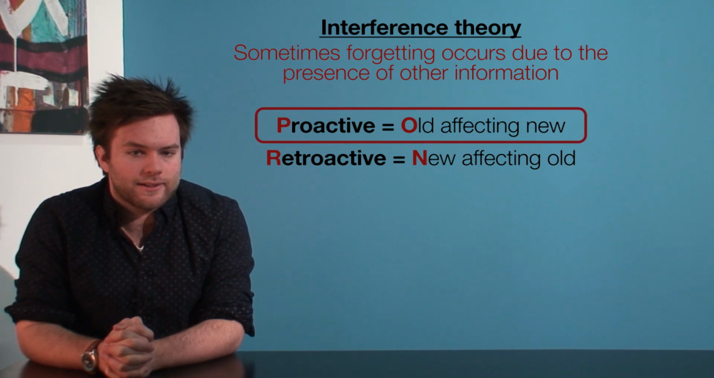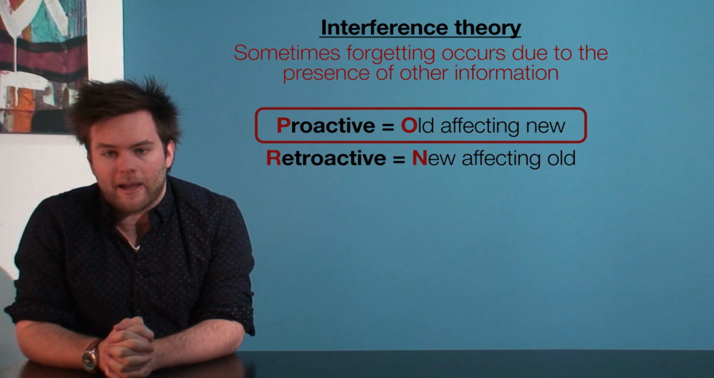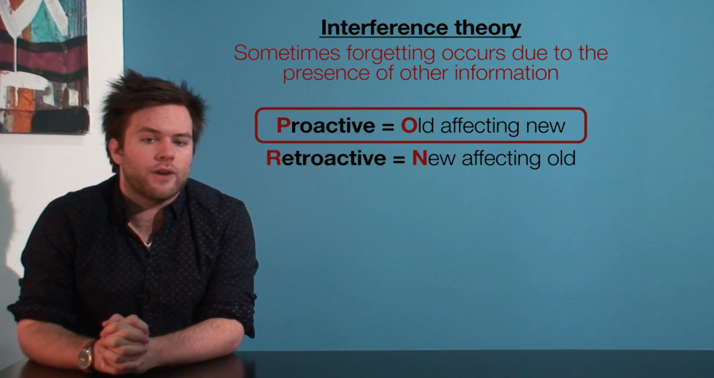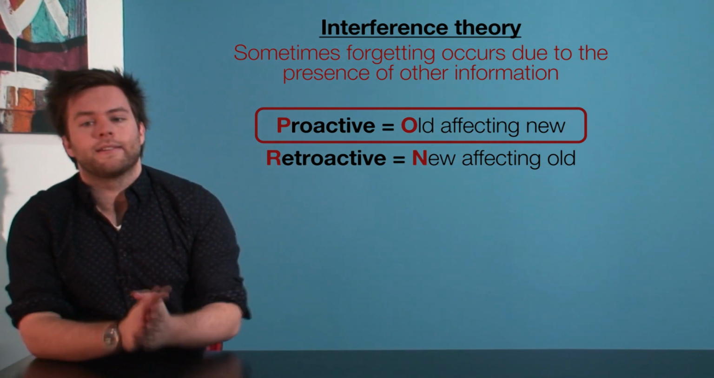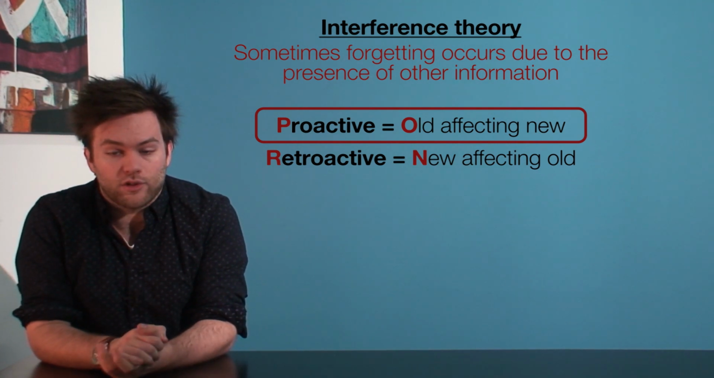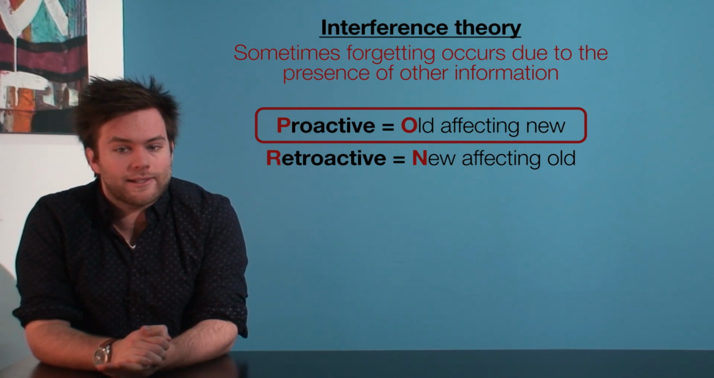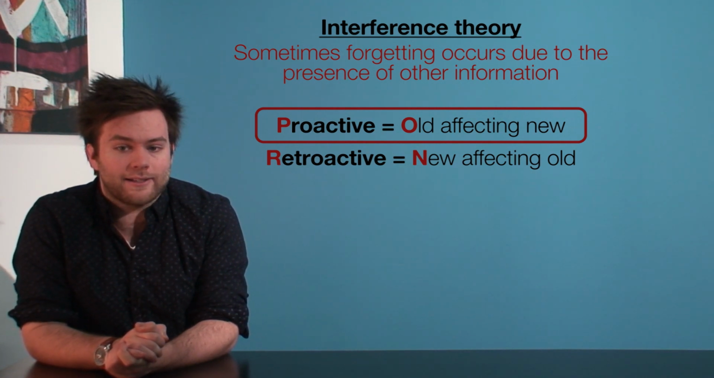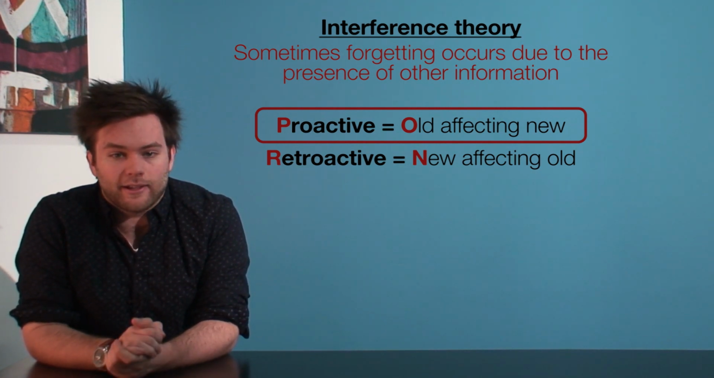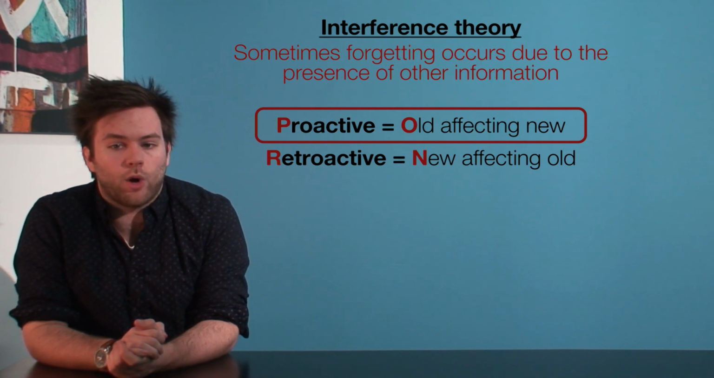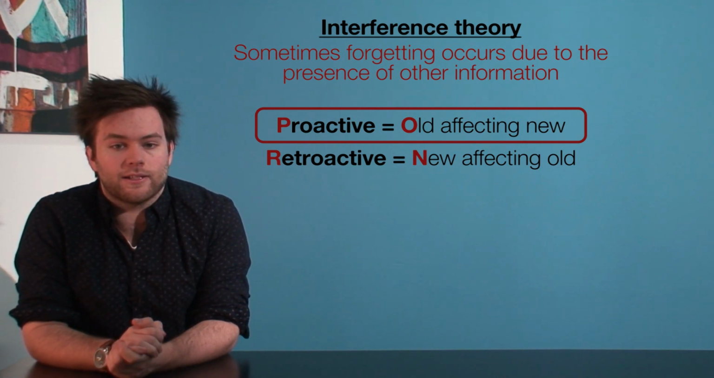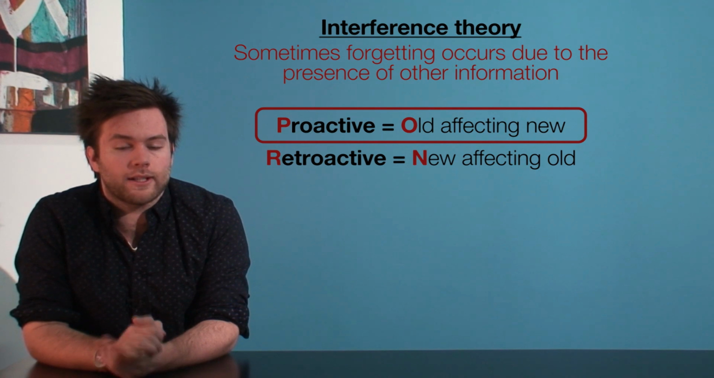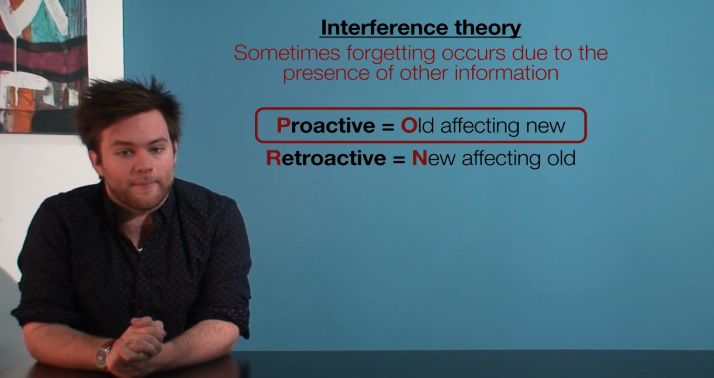Proactive interference, the old affecting the new, may occur if, for example, you are the youngest in your family. Say there are two brothers, Dave and Julian. Dave is 6 years older than Julian. Dave and Julian's mother often accidentally calls Julian Dave. The reason for this is because the older memory of Dave's name is interfering with the retrieval of the more recently encoded memory of Julian's name.